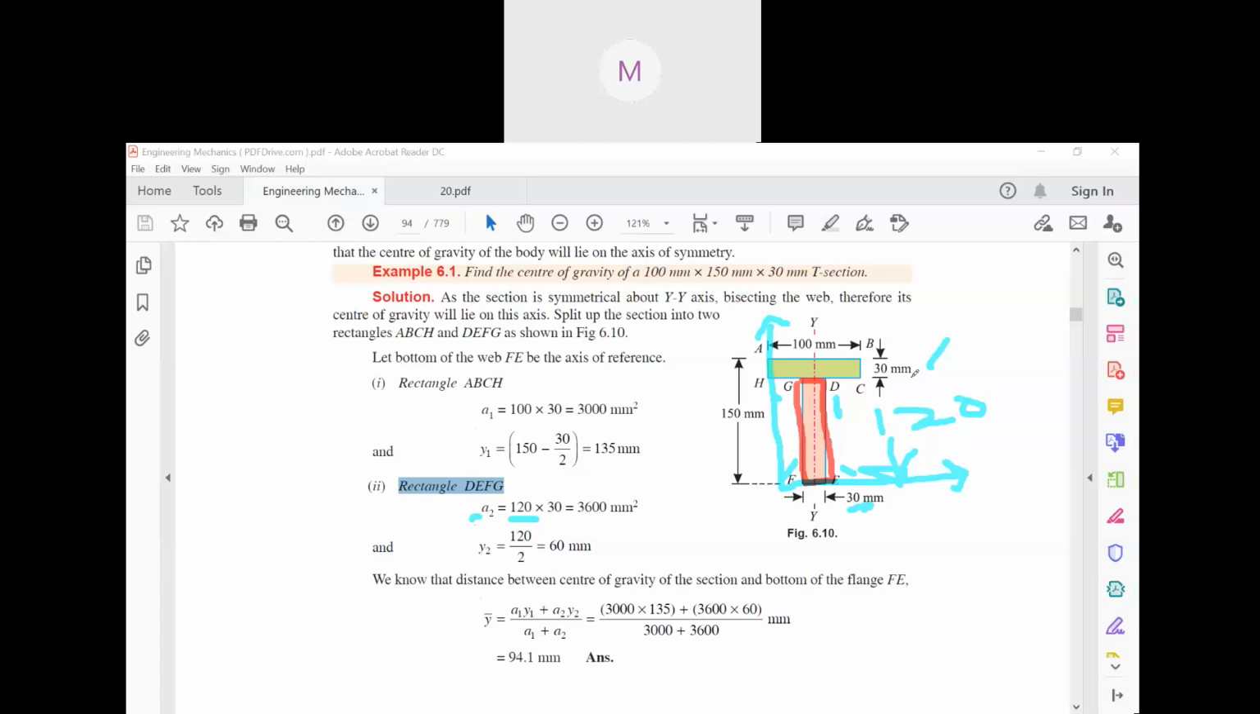Now here it was 30 by 2. So here it will be how much? In this figure, how 120 by 2. Good. It will be 120 by 2. How? Because we have to locate this point now from here.